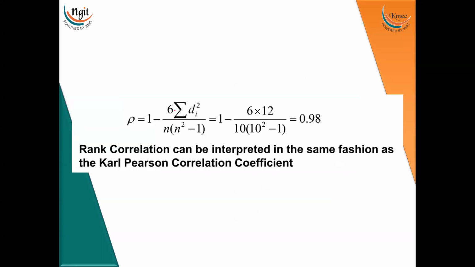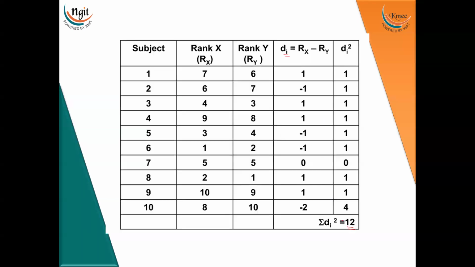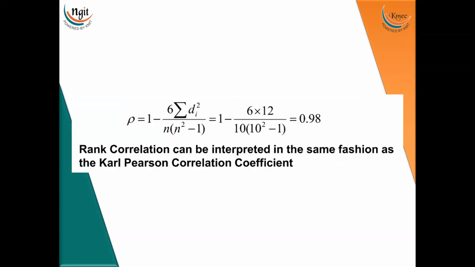That is 1 minus 6 into sigma d square divided by n into n square minus 1. That is 1 minus 6 sigma d square. We already know we got it as 12. And n, you know, is 10, so 10 square minus 1. Calculate and check whether you have got the answer 0.98 or not.